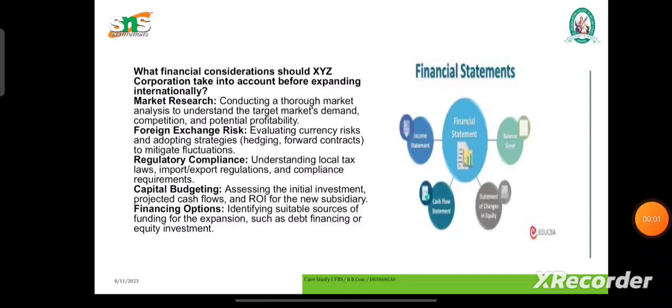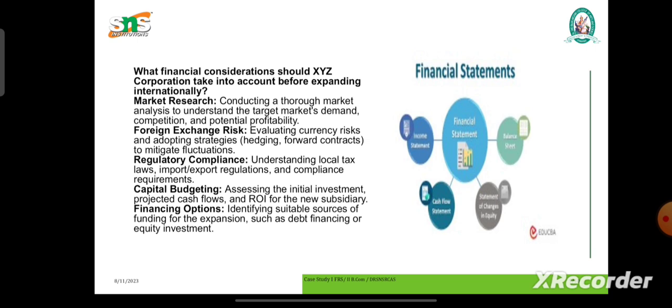What financial considerations should XYZ Corporation take into account before expanding internationally? Let's see one by one. Market research: conducting thorough market analysis to understand the target market demand, competition, and potential profitability. Next one is foreign exchange risk, evaluating currency risk and adopting strategies. Next one is regulatory compliance, understanding local tax law, import export regulations and requirements.